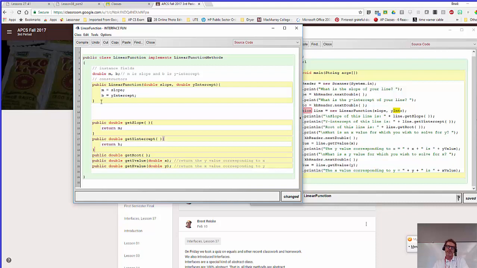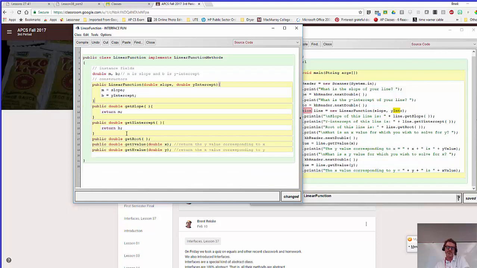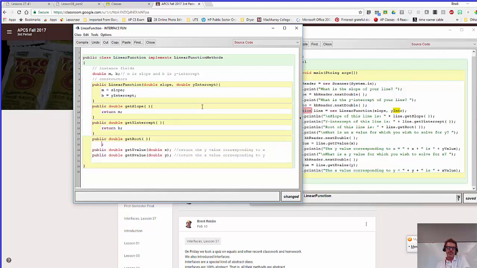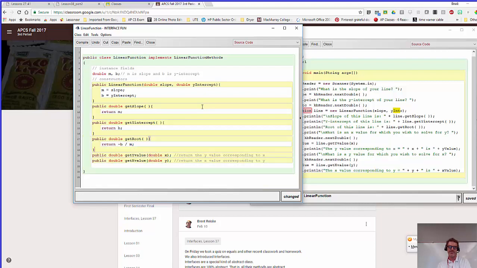Get root. What did that 7th grade teacher say the root was? What did that pre-algebra teacher say the root was? What did Reisky say 5 minutes ago? The root is what you get when y is 0. Right? So what's that? Oh my gosh, I gotta do some more algebra. If y is 0, then x is negative b over m? Yeah? I think so. All right, so return negative b over m. Ugh, that was painful.